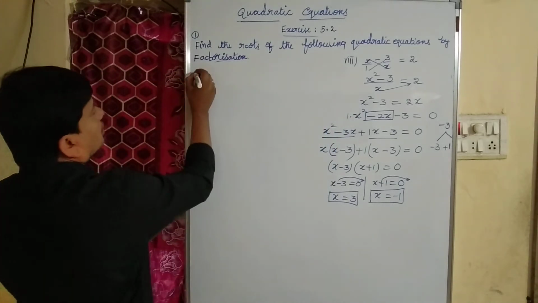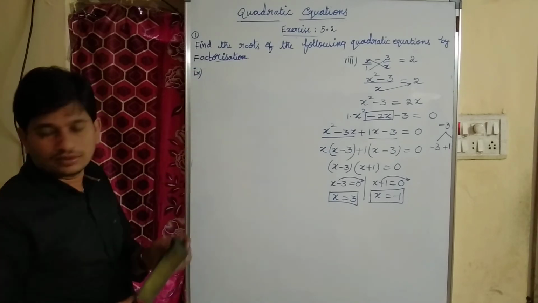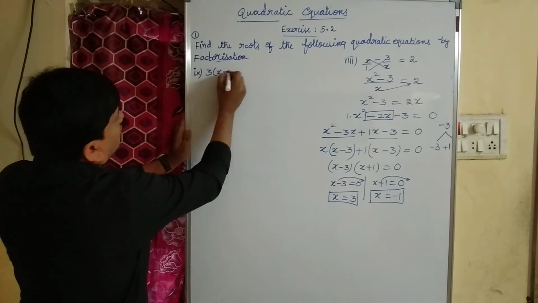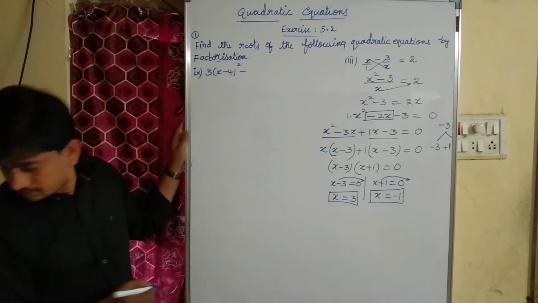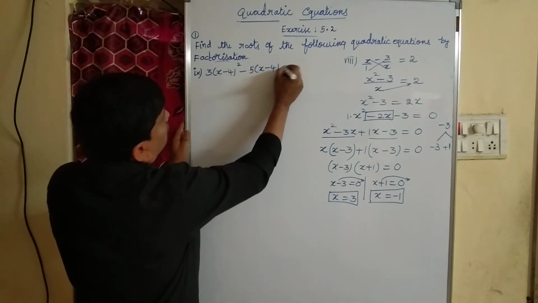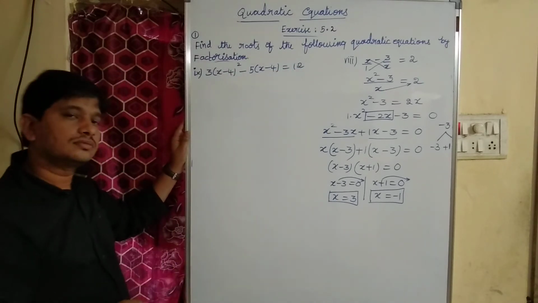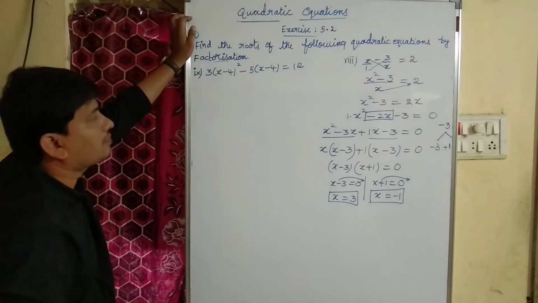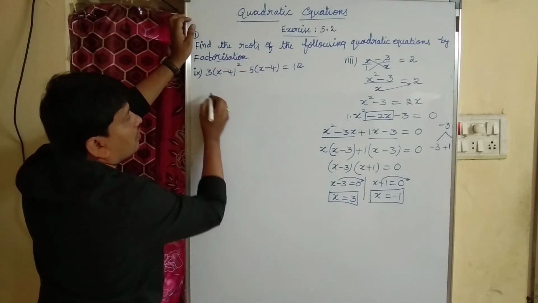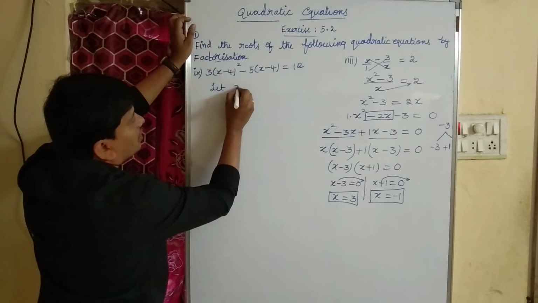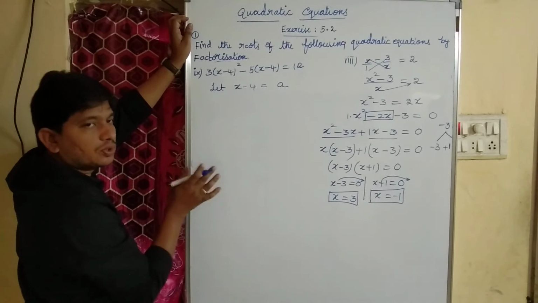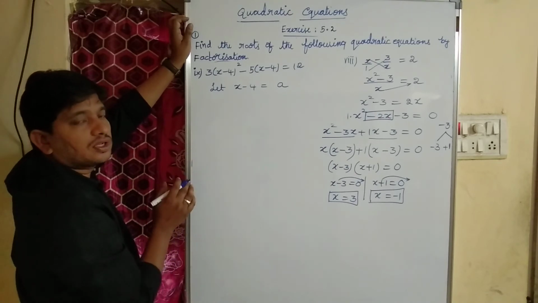Coming to the ninth question: 3 into (x minus 4) whole square minus 5 into (x minus 4) equal to 12. Okay, so if you observe, children, here also x minus 4, here also x minus 4. What you do is consider let x minus 4 equal to a. For suppose, any letter, any variable you can consider.